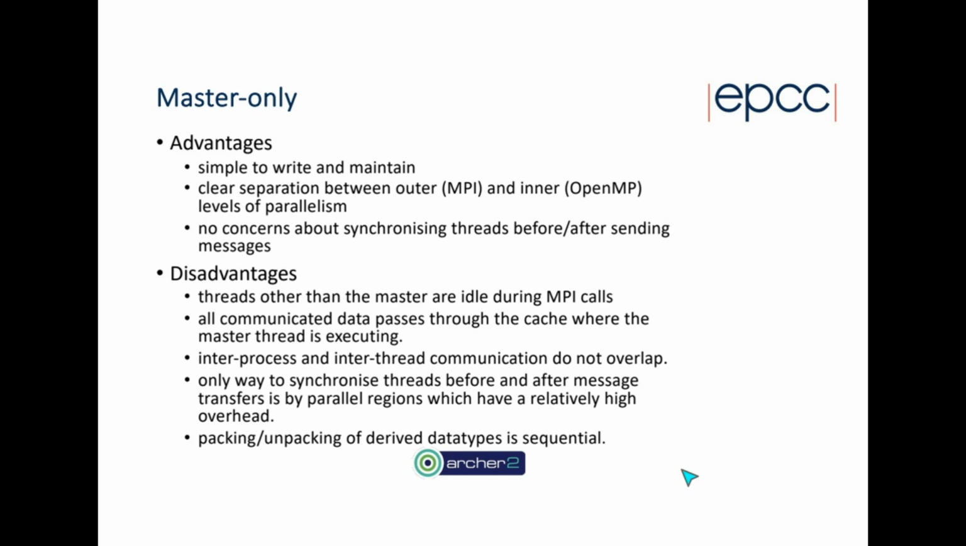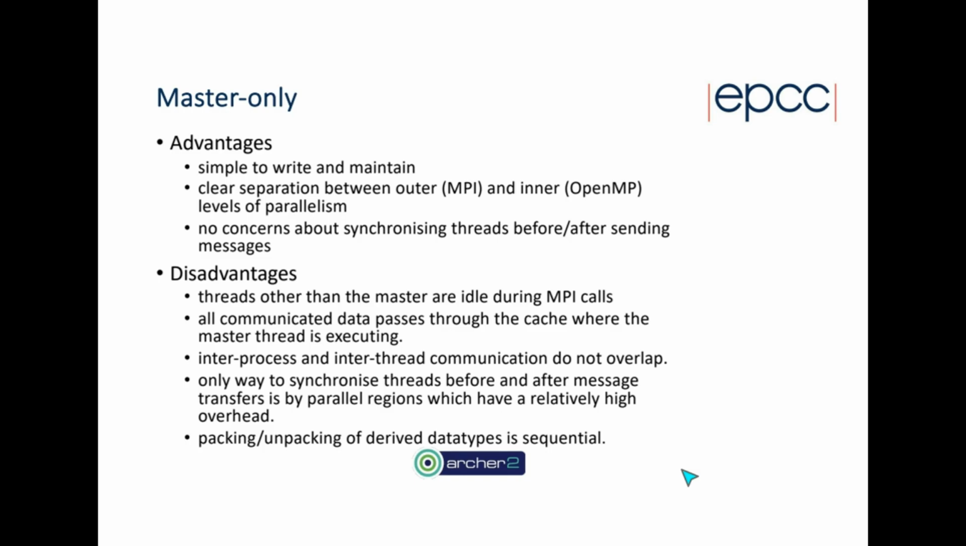It also means, to come back to a point made earlier, that the inter-process and inter-thread communication aren't going to overlap, because they're guaranteed to be happening at separate times. The inter-thread communication can largely only happen inside parallel regions. The inter-process communication happens outside parallel regions. So there's no way to have those going on at the same time. So the only mechanism we've got for synchronizing threads is by ending parallel regions and starting parallel regions, which has a relatively high overhead.